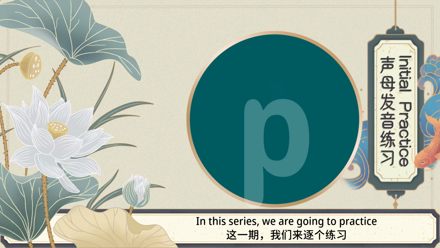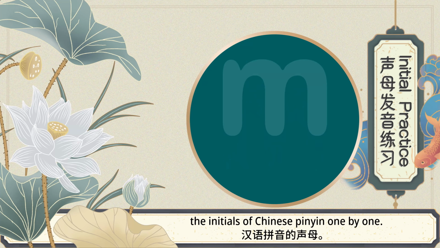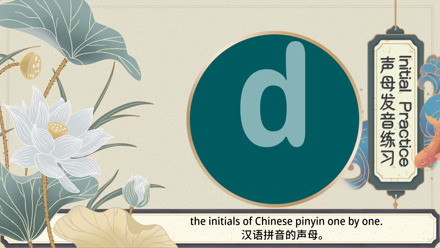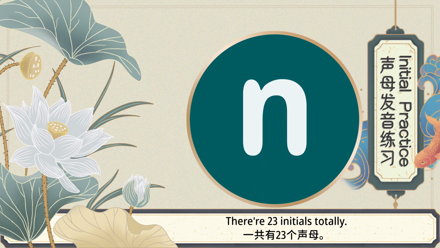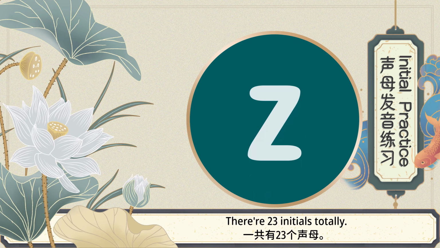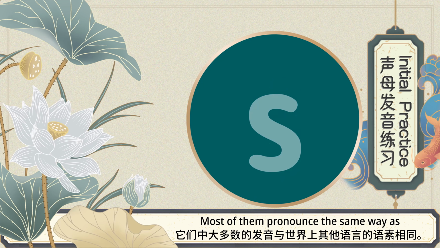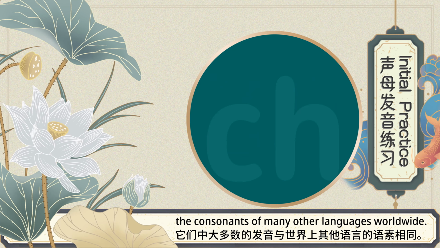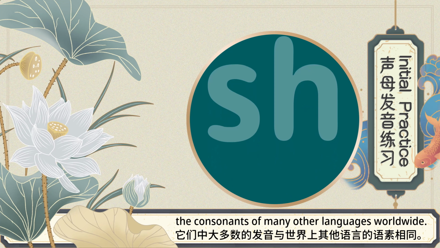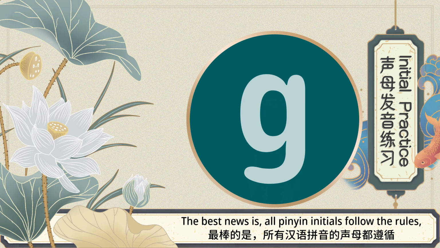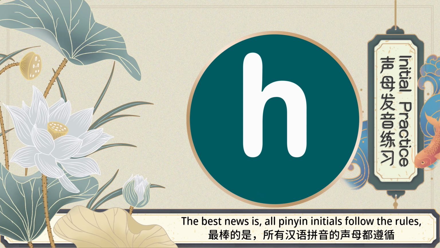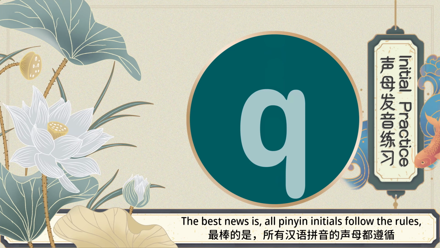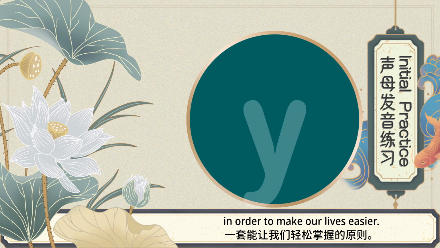In this series, we're going to practice the initials of Chinese pinyin one by one. There are 23 initials in total. Most of them are pronounced the same way as the consonants of many other languages worldwide. The best news is, all pinyin initials follow rules that make our lives easier.